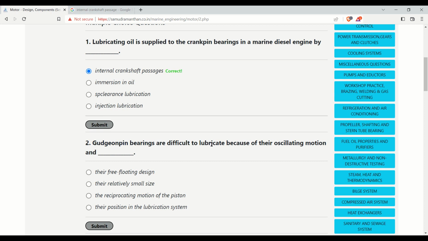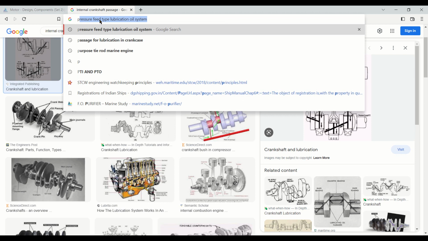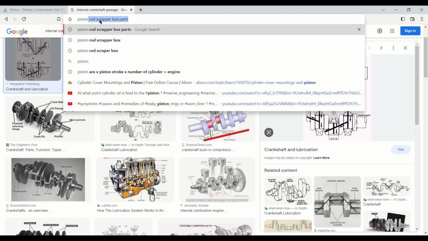Gudgeon pin bearings are difficult to lubricate because of, and the options are: their free floating design, their relatively small size, the reciprocating motion of the piston, their position in the lubrication system. The correct answer should be their position in the lubrication system. The Gudgeon pin is also known as wrist pin and it is just below the piston. Piston pin bearing and Gudgeon pin bearing are all the same.